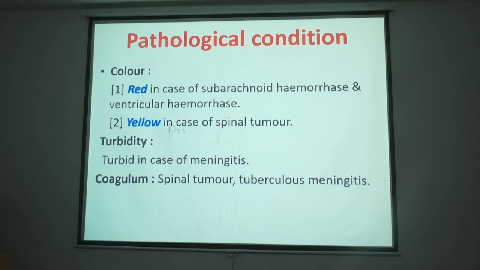Then turbidity: turbidity occurs in case of meningitis, without coagulum. But when coagulum is present, it is a case of spinal tumor and tubercular meningitis. So the color of CSF may be red, yellow, it may be turbid, and it may have coagulum in these pathological conditions.